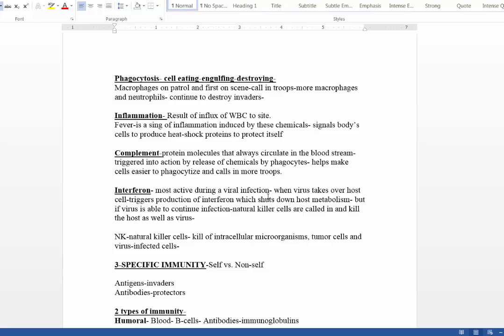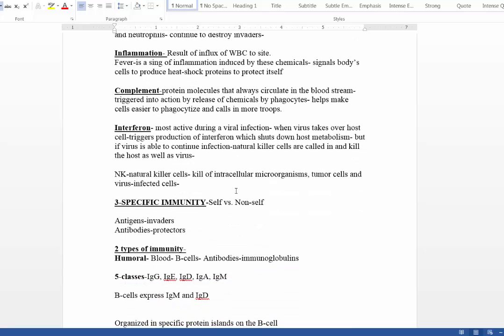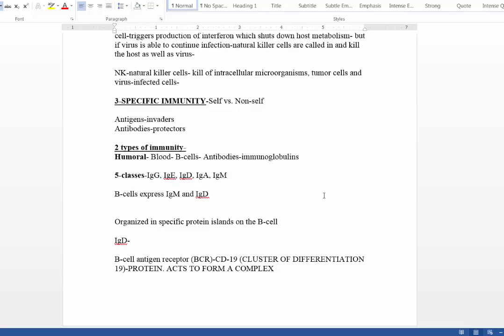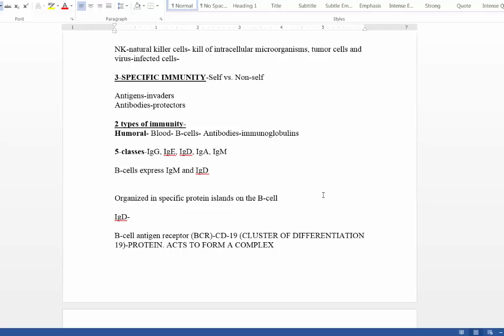Phagocytosis, you should know, is cell eating, basically engulfing an organism and eating it. It doesn't matter what it is. Again, we're in the nonspecific section. Inflammation is a way to take care of it. Complement, those are protein molecules that are signaling molecules that go for help. And interferon works especially effectively in viral infections. And then you've got natural killer cells, which do directly kill invaders.